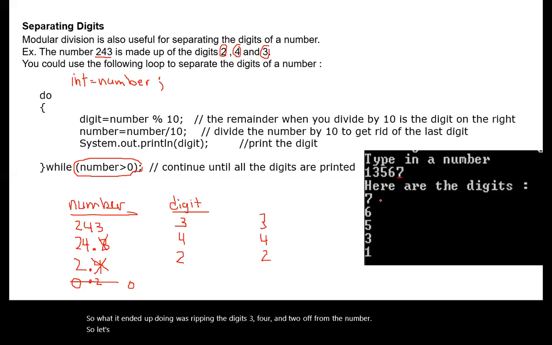The 7 comes off first, then the 6, then the 5, then the 3, then the 1. Really useful if you want to check individual digits in a number. So remember this piece of code.